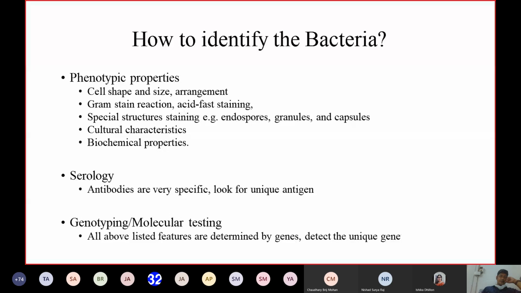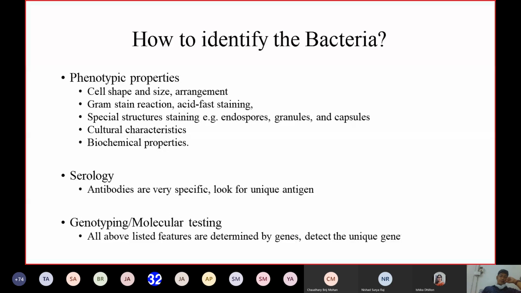Similarly, for bacteria also, we have seen plenty of properties they have, like cell shape, size, arrangement, staining characteristics, whether they produce endospores, have granules inside the cytoplasm, or produce a capsule. Similarly, cultural features, and the ability to ferment sugars, utilize amino acids, and produce particular enzymes. These properties are governed by a particular set of genes.